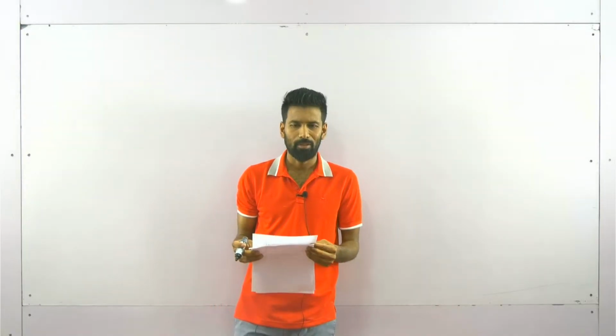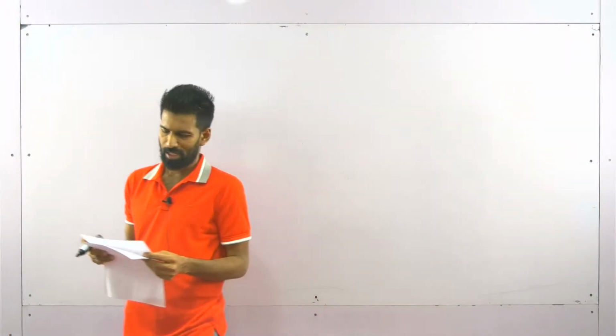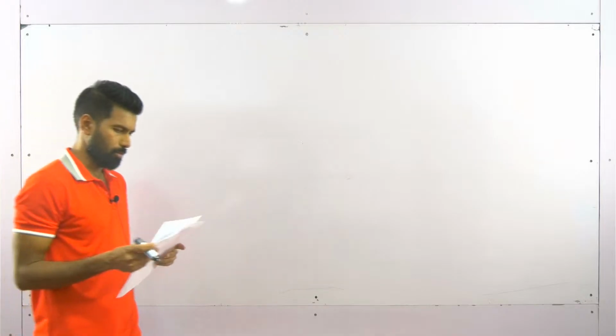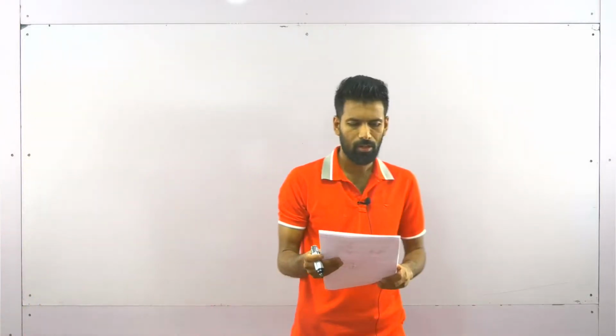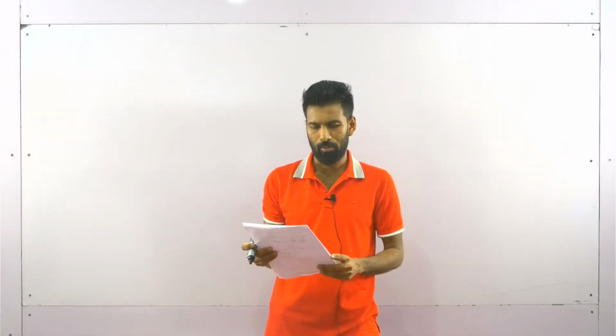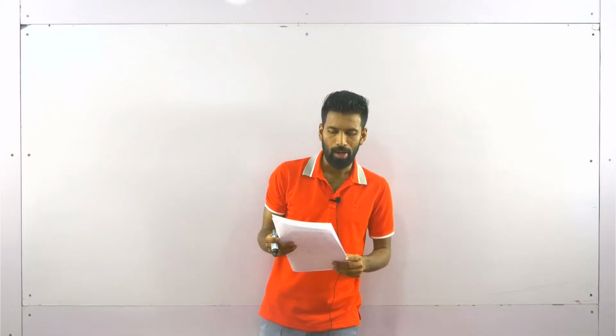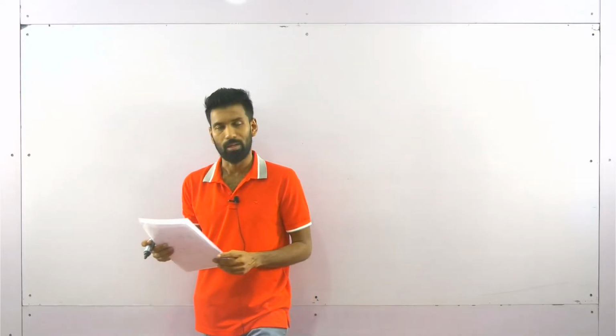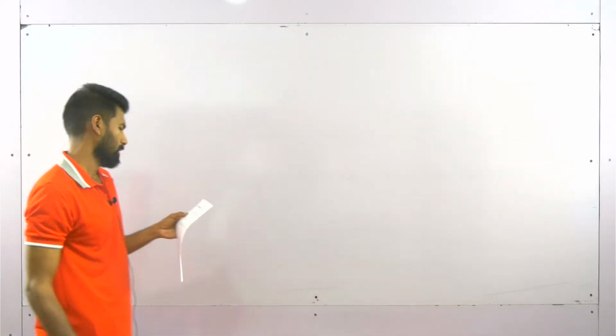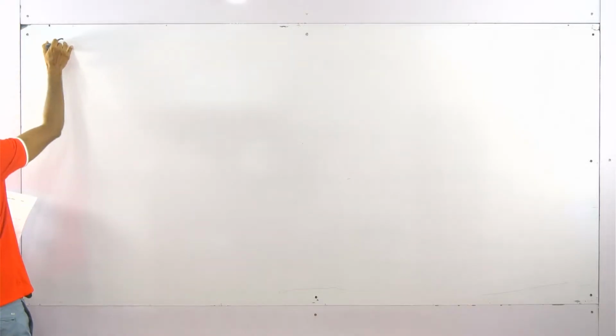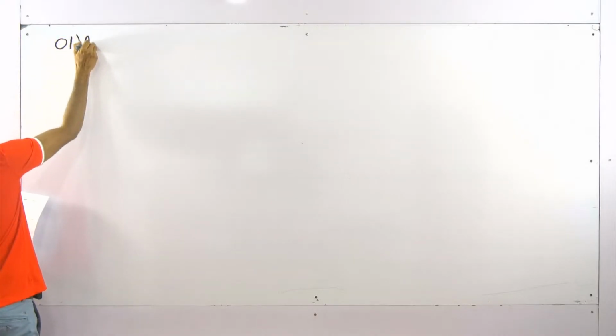So I will start with the essay paper. First we'll start with the essay paper. Question number 1, part A. An object is released from a point P. Read it. Question number 1, part A.